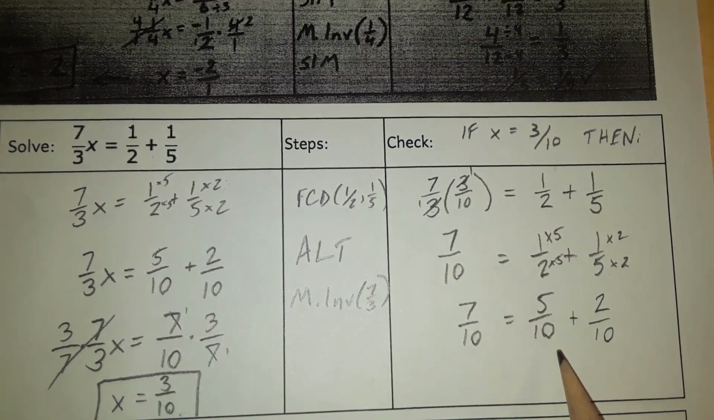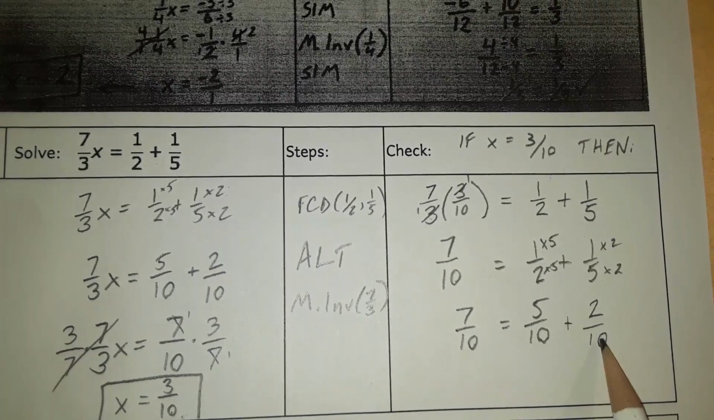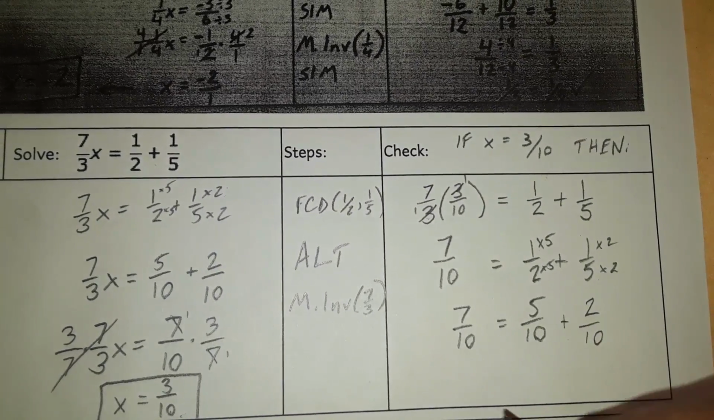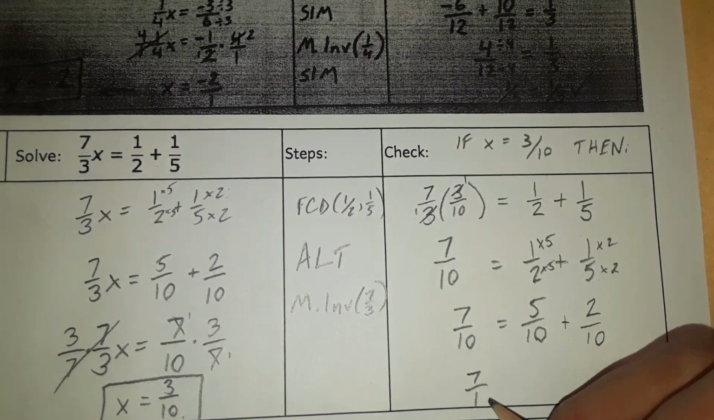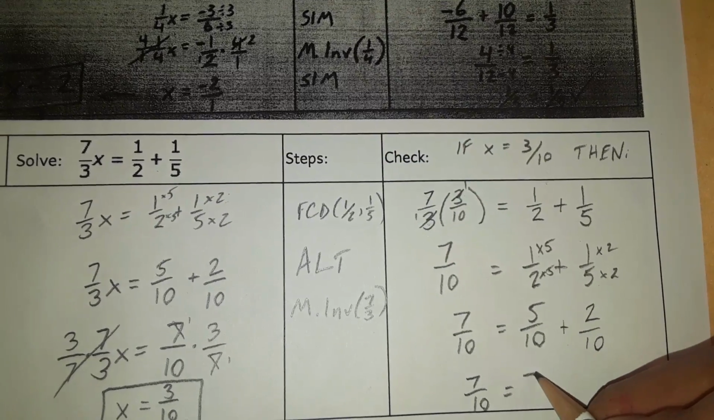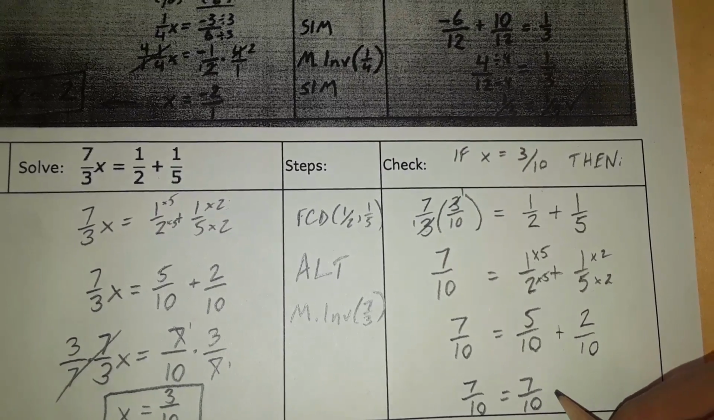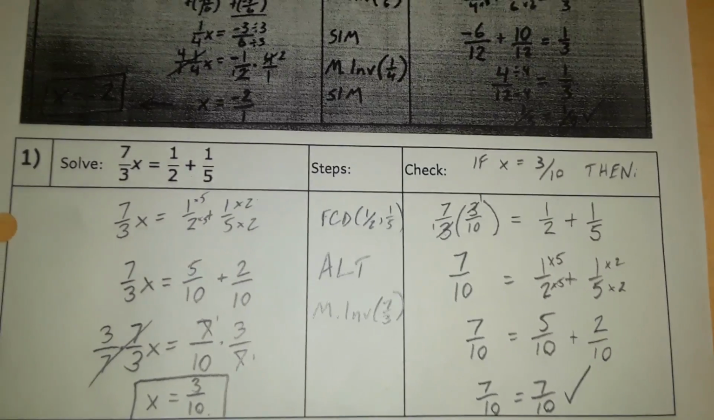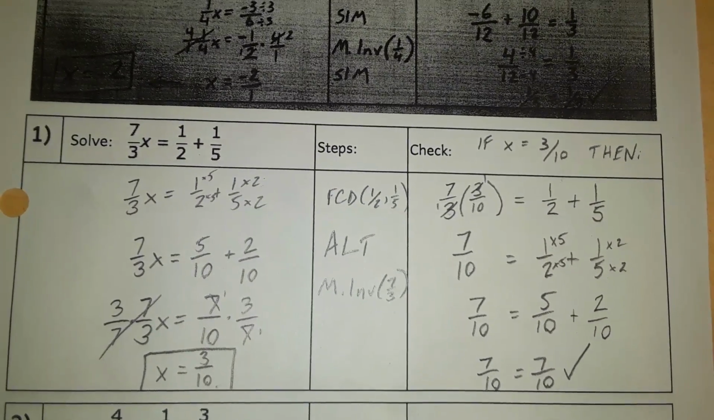And now on the right hand side of the equation, we've got a common denominator. We can just add our numerators and we get 7 over 10 equals 7 over 10, and we're all set. We know that our original solution of 3/10 was the correct one.